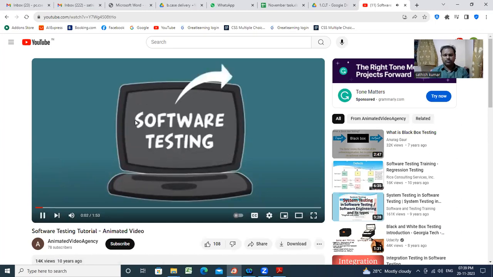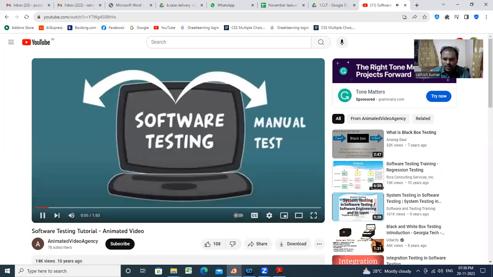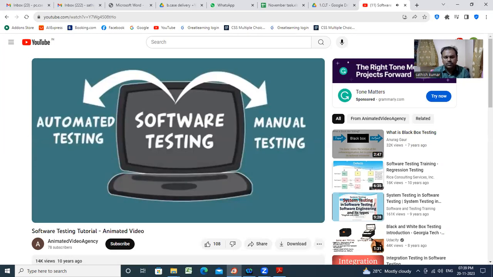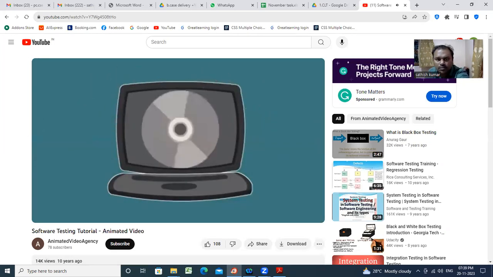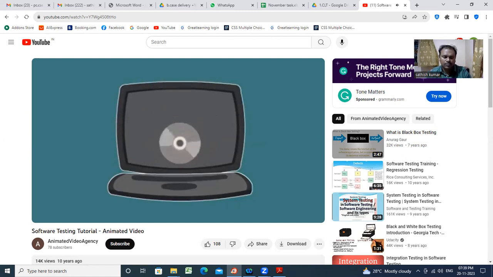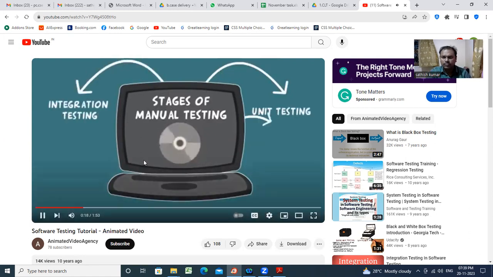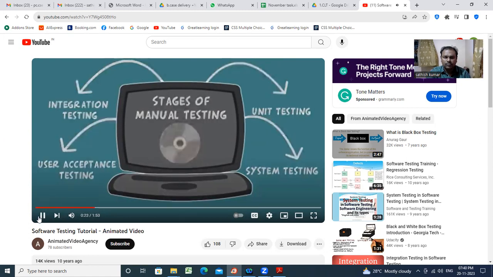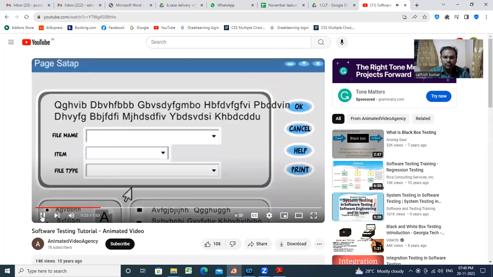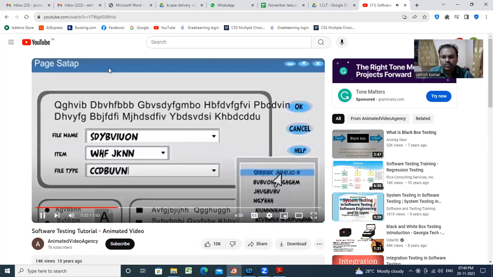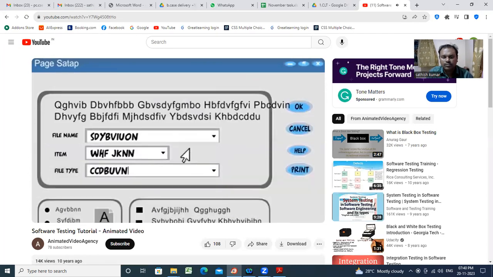Testing is mainly of two types, manual and automation testing. There are different stages for manual testing, like unit testing, integration testing, system testing, and user acceptance testing. In manual testing, the tester takes over the role of an end user and tests the software to identify any unexpected behavior or bug.